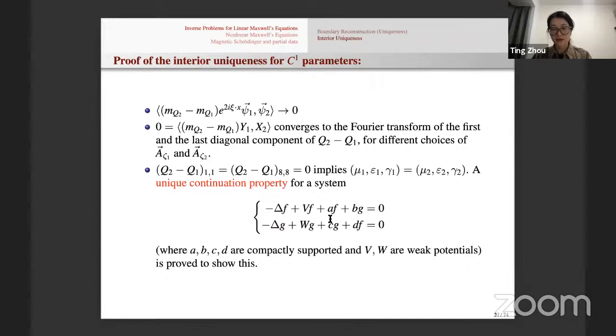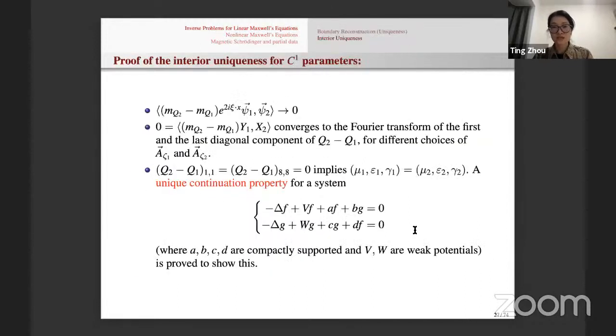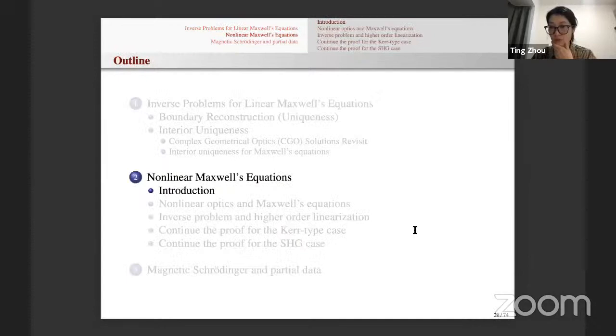But this is again a little bit technical part, so I'm not going to elaborate too much. Okay, so that completes the proof of interior uniqueness. Essentially, they are similar to the proof for Calderon problems, but a little bit technical here and there, especially when we are dealing with Lipschitz boundary and the C1 parameters. So this concludes the first part for inverse boundary problems for linear Maxwell's equations.